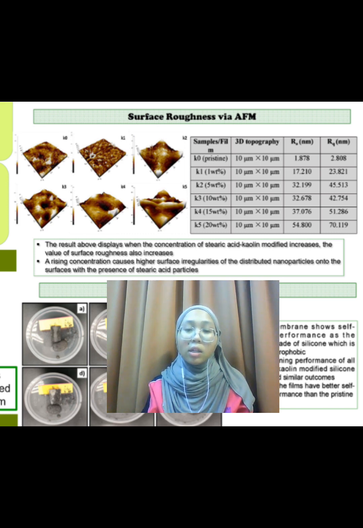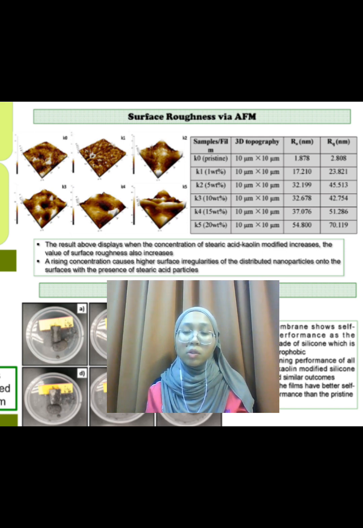On the other hand, the value of roughness increased as the modification of the pristine membrane by the stearic acid modified kaolin nanoparticles occurs. The result above displays that when the concentration of stearic acid modified kaolin increased, the value of surface roughness also increased. Therefore, the surface roughness of the stearic acid modified kaolin silicone rubber film is greater than the pristine membrane.